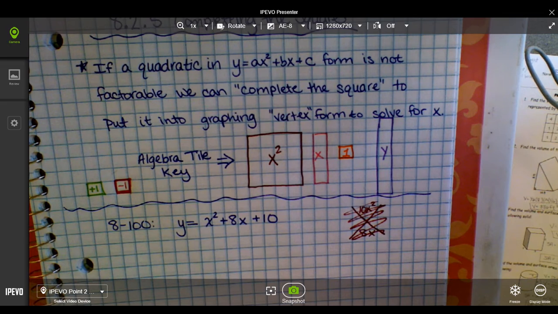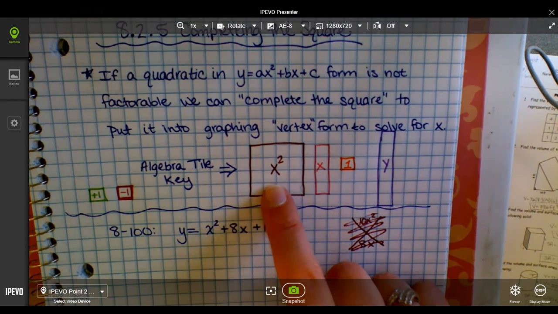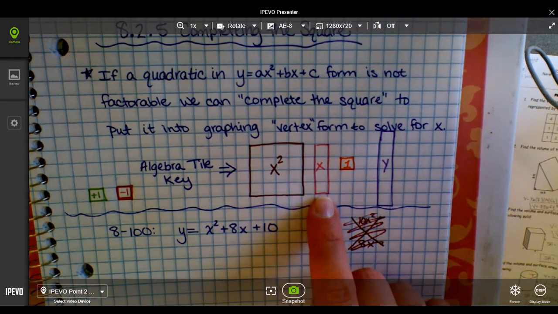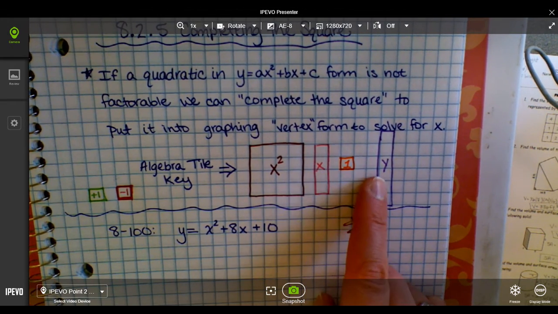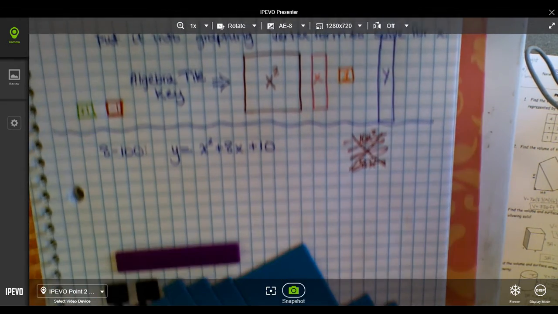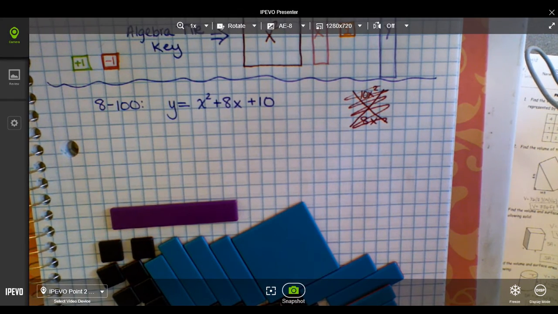So completing the square, we're literally going to use algebra tiles over here. If you have different colors, you can use them. I have this one for my x squared, which is going to be a 4x4 box. My x is just going to be 4 long by 1. And then my 1s are just going to be 1 box, and my y is going to be that longer one. So I'm going to do it with the actual algebra tiles first, and then we're going to write it down so all of you can write it down too.